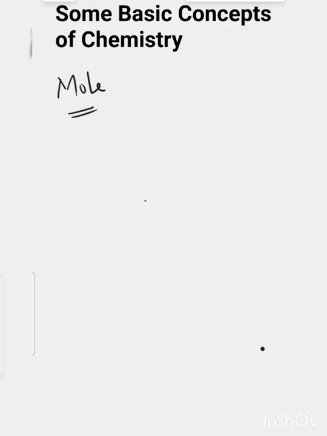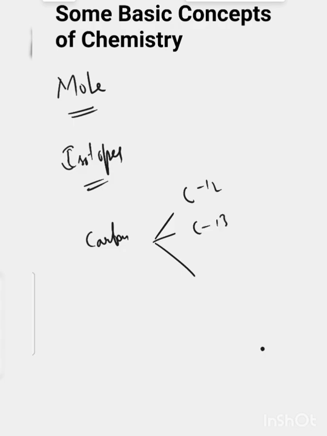So first of all, we need to know the concept of isotopes. So what are isotopes? I can explain with an example. Carbon has three isotopes. One is C12, another one is C13, another one is C14. So these are three isotopes of carbon.